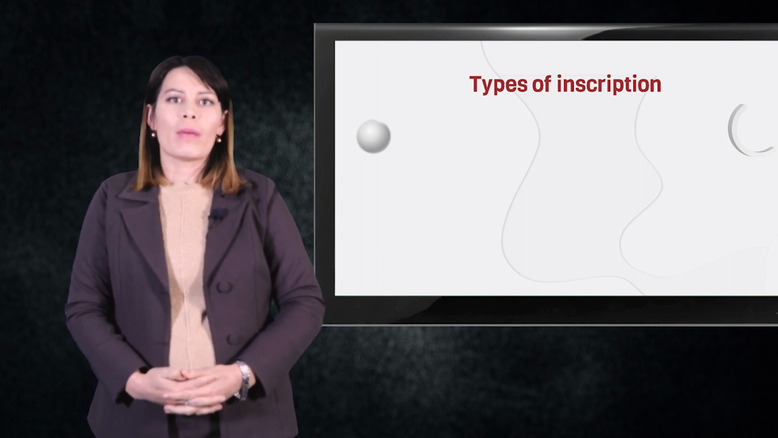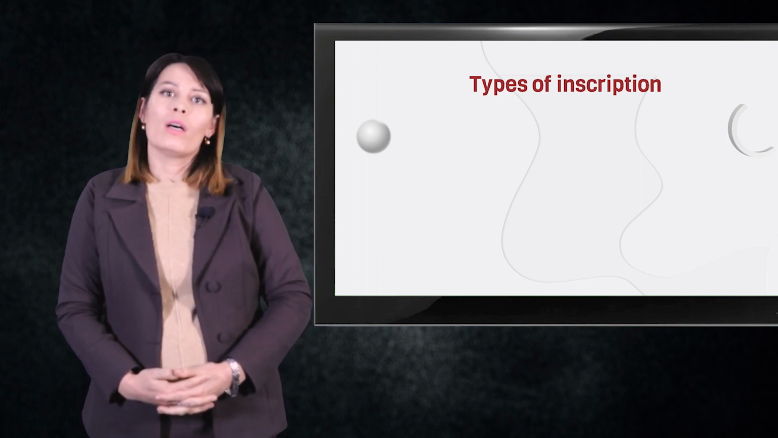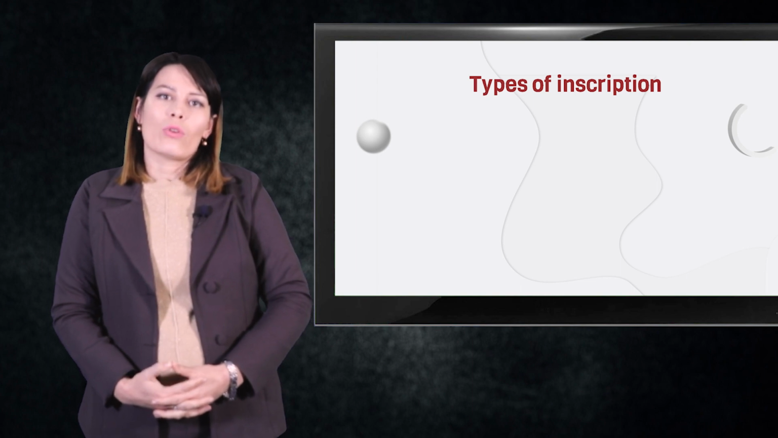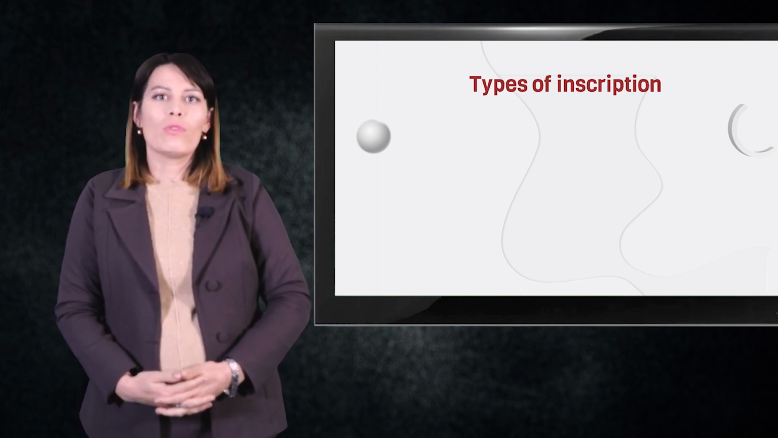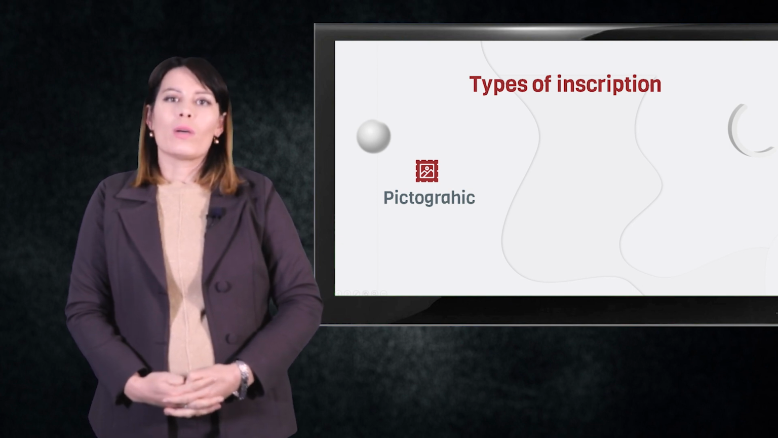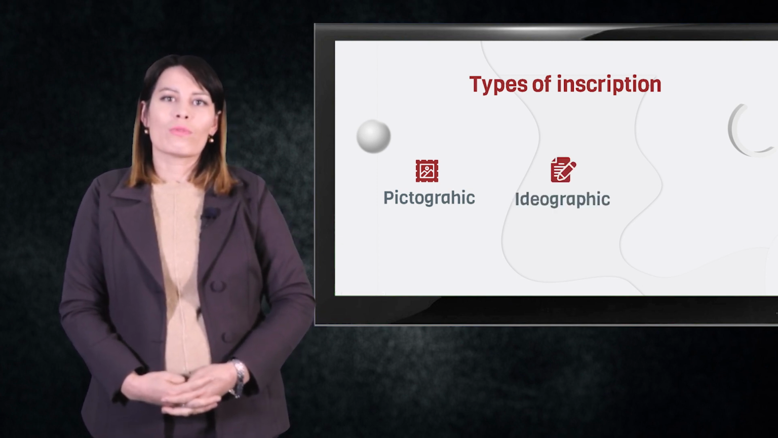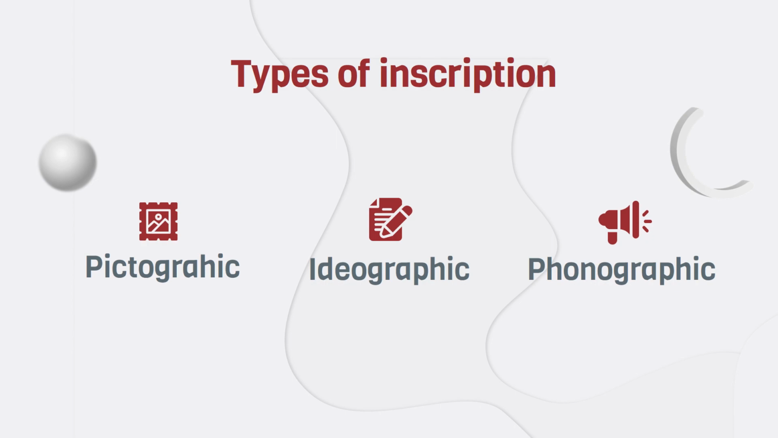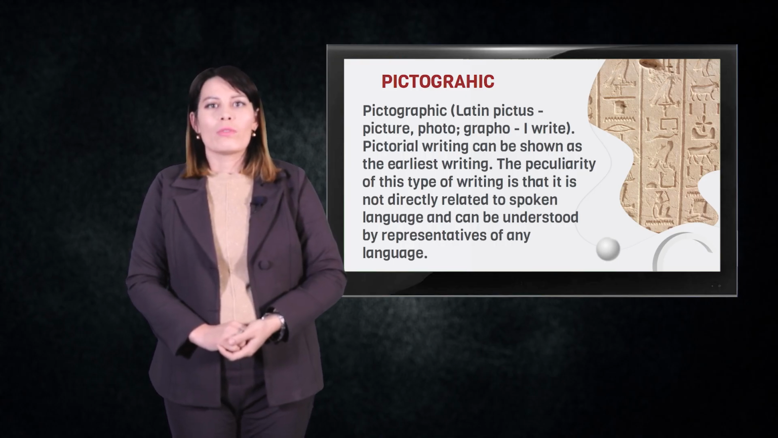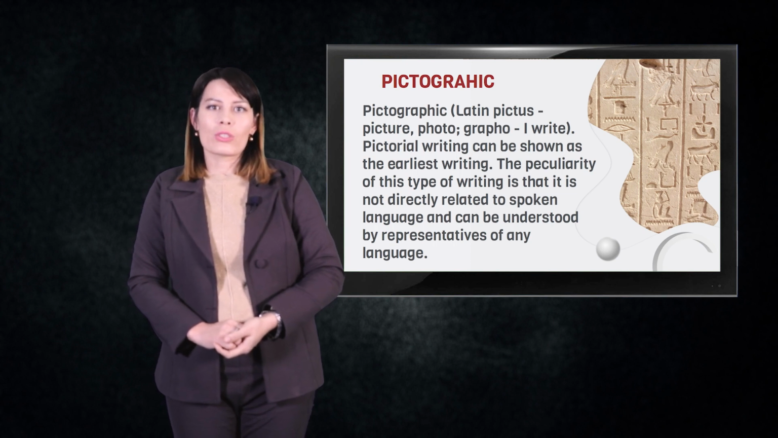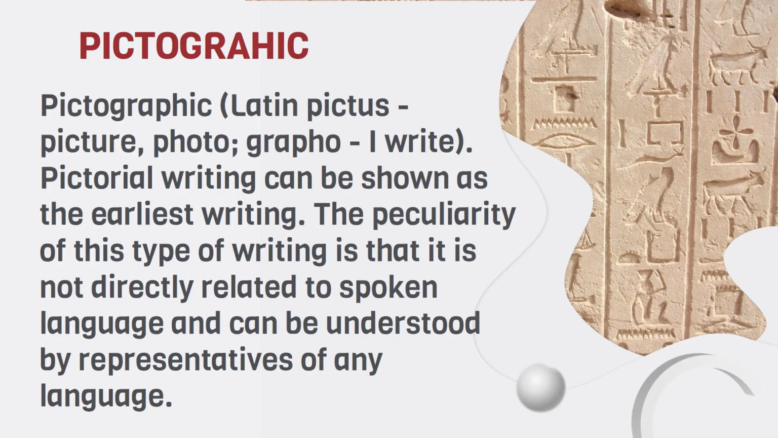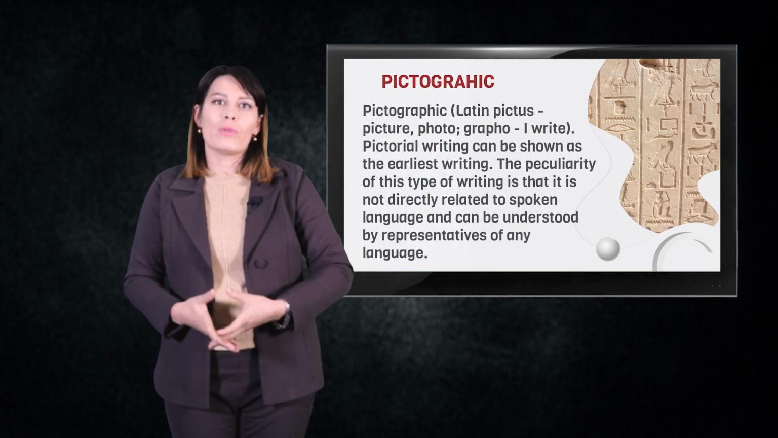So there are mainly 3 types of inscription. The first one is Pictographic, the next one is Ideographic, and the last one is Phonographic. If we talk about Pictographic inscription, it means picture and graph, it is writing. This type of writing can be represented by drawing pictures.